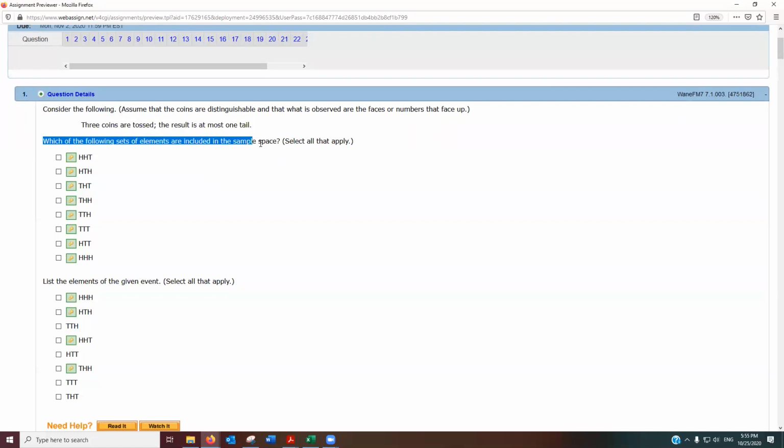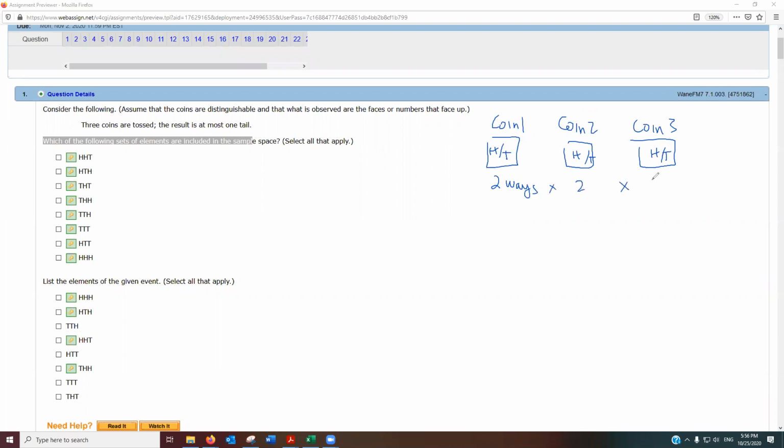Well, ask yourself, if you toss a coin 3 times, so there's three coins are tossed. Let's say here's coin 1, here's coin 2, and here's coin 3. How could I set up a listing of all the possible outcomes for this experiment of tossing 3 coins? Well, I know this is going to be a heads or a tails. This is going to be heads or tails. This is going to be heads or tails. So there's 2 ways to fill in the first box, 2 ways to fill in the second, and 2 ways to fill in the third.